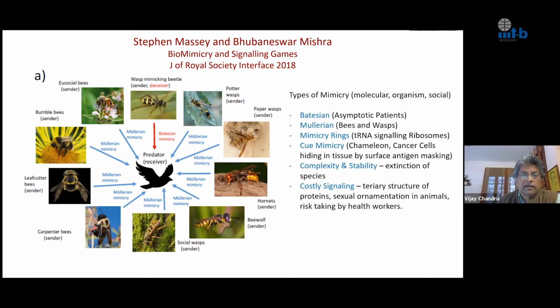Now, the interesting thing about this biomimicry is that it can happen at a molecular level. So you can actually study it at the level of proteins and signaling that is happening within, say, a cellular system. You can think of it at an organism level. So while we've been talking about beetles and wasps and so on, from a game theoretic point of view, you can also talk about it at a social level or behavioral level.